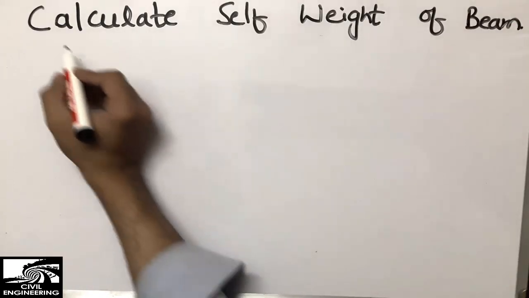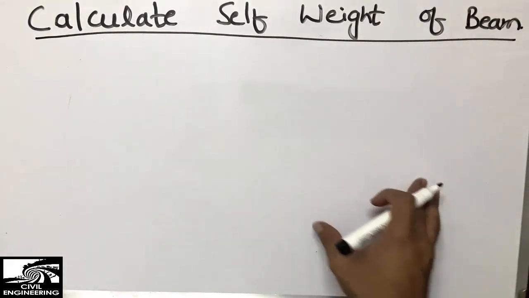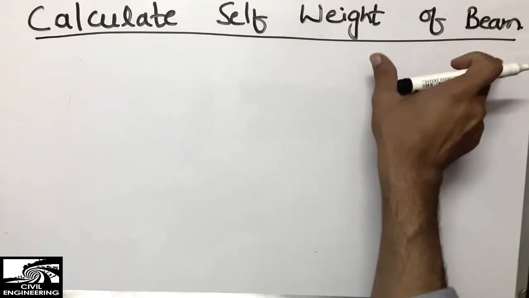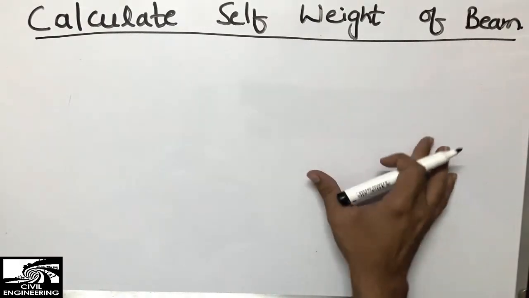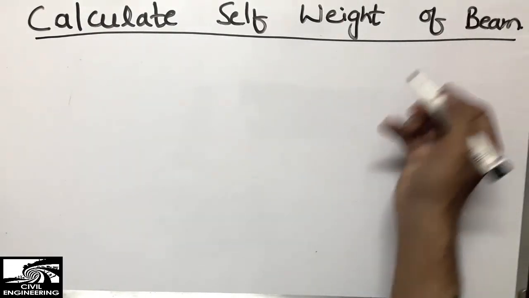And today our topic is how to calculate the self weight of the beam, or how to find the dead weight of the beam, that is, the weight of the beam itself. Alright, so I will show you how the calculation is carried out. For example, I'm considering it by an example.